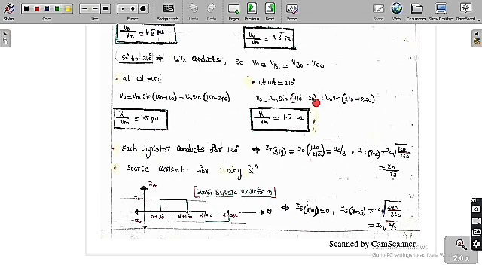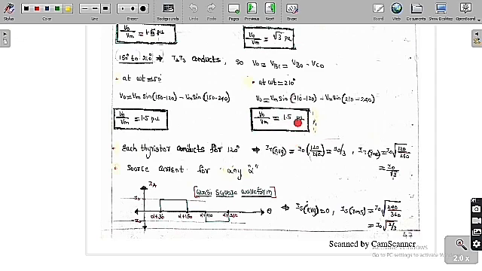Similarly, at omega t is equal to 210 degree, I want to find what is its value. We can substitute in this equation, V0 is equal to Vm sin(210 minus 120) minus Vm sin(210 minus 240). So you are going to get 1.5 per unit. Same thing, we are going to get again 1.5 per unit.